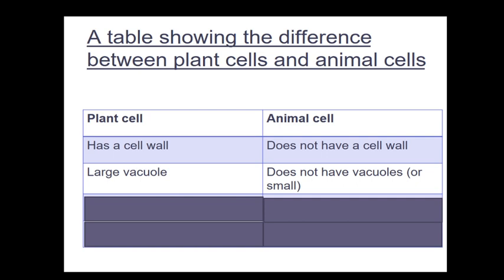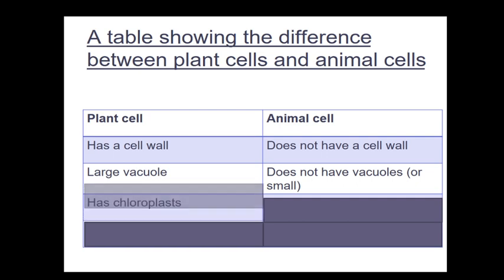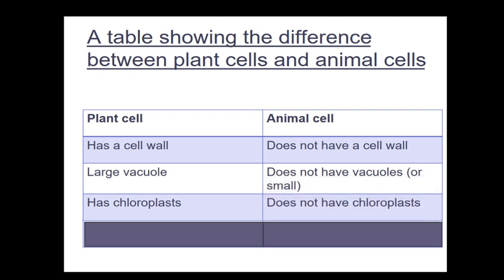Why are they green? They have chloroplasts. Animal cells? Nope, they do not have any chloroplasts. Animals don't need to make their own food. Animals eat, but plants have to make their own food, so they have chloroplasts.